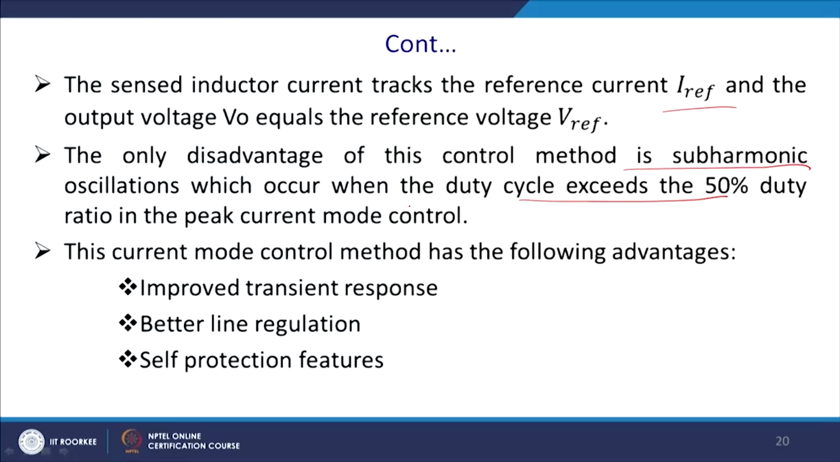This method has the following advantages: improved transient response, better line regulation, self protection features. It is inherently protected from the short circuit, which is absent in the voltage control mode, and compact sizing. These are a few things, and designing is simpler. So, considering that, we generally prefer current mode control.